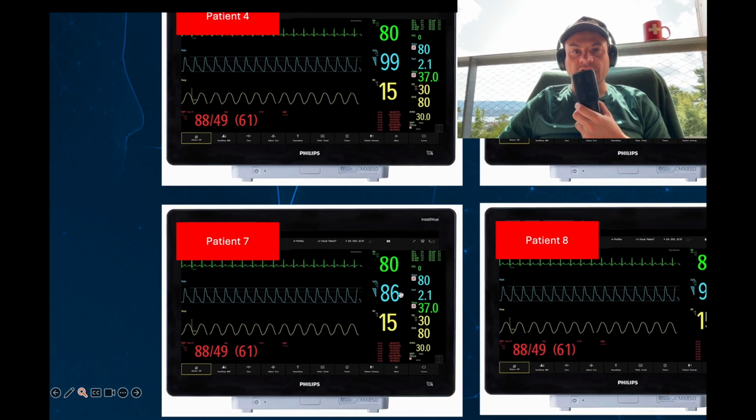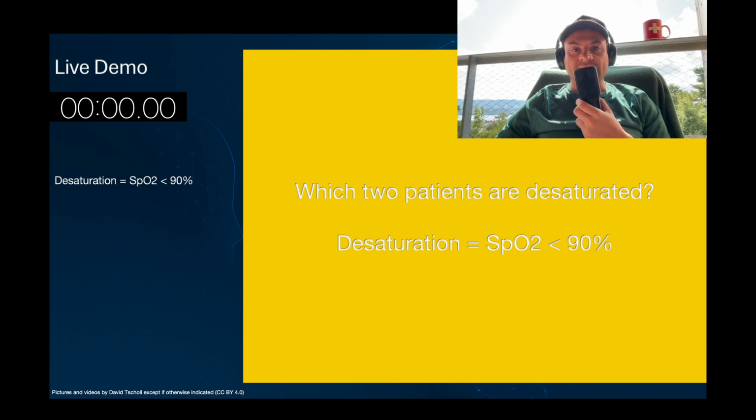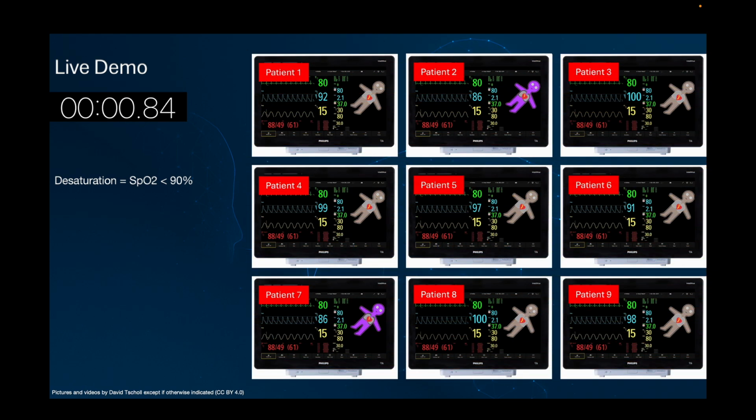Now you probably already know what the avatar looks like when it desaturates. Same as I would look like when I desaturate. Direct representation of information. Purple, cyanotic. So let's see how long it takes to find the 2 patients now that desaturated. 3, 2, 1, go. I could identify it in about 3 seconds, 2 and 7.